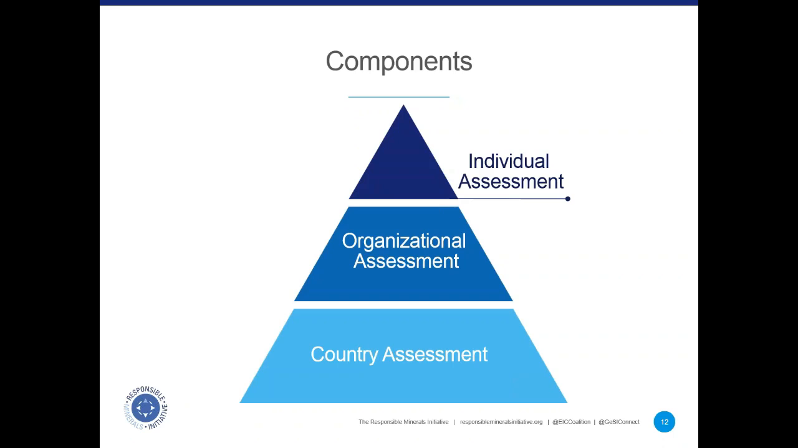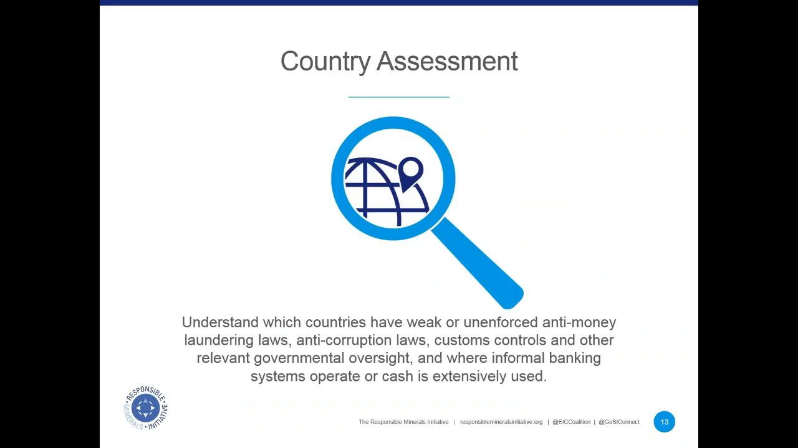In order to assess this, a refiner can look at financial flows as a pyramid. At the base of the pyramid is looking at the country-level risks. This requires understanding, as part of the procedure to identify CARAs, which countries have weak or unenforced anti-money laundering laws, anti-corruption laws, customs controls, and other relevant government insight, and where informal banking systems operate or cash is extensively used. These countries are high risk for illicit financial flows and should be factors that gold refiners include in their assessment of whether or not an area is a CARA.